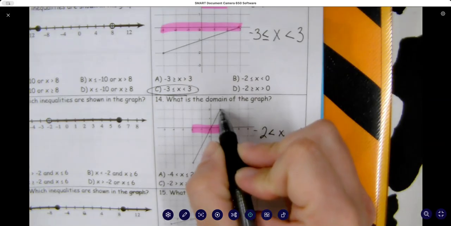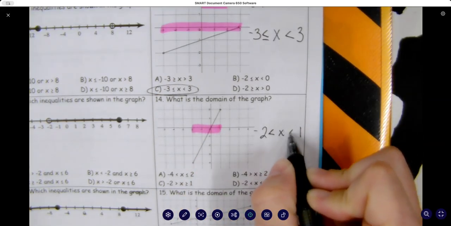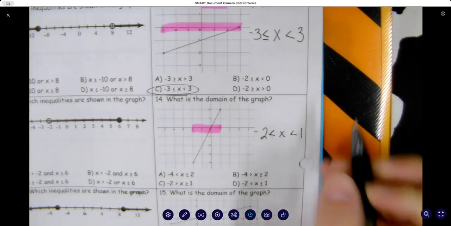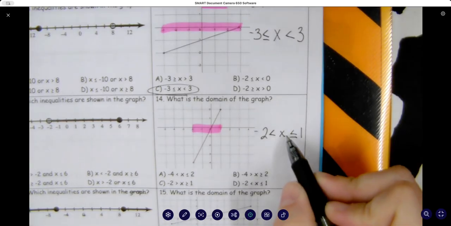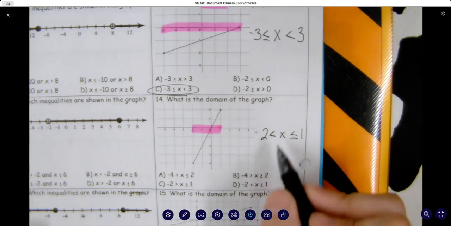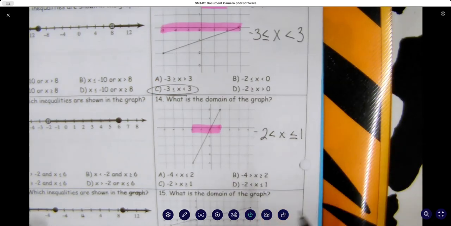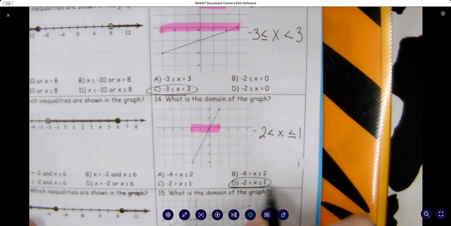And then it's going to be less than +1. So x is less than +1. But since it has a closed dot at +1, we want to include +1. So x can be less than or equal to +1. So x is greater than -2 and less than or equal to 1 is D.